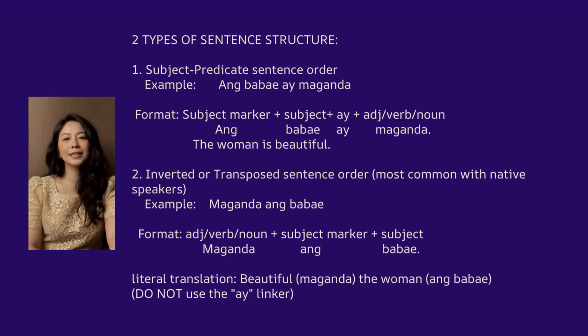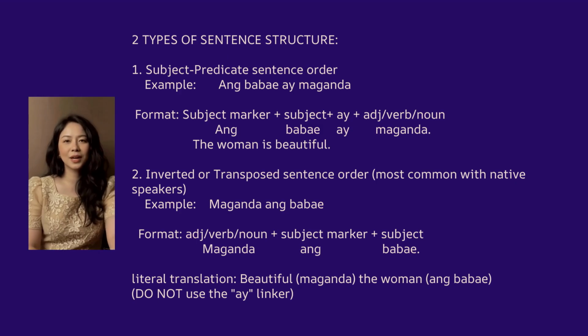The sentence format we use here is the subject marker plus the subject plus the I linker plus an adjective, a verb, or a noun. For this example, our subject marker is ang, which introduces our subject, babae. And then we add the I linker plus the adjective maganda, which describes the subject. Ang babae ay maganda, which means the woman is beautiful.